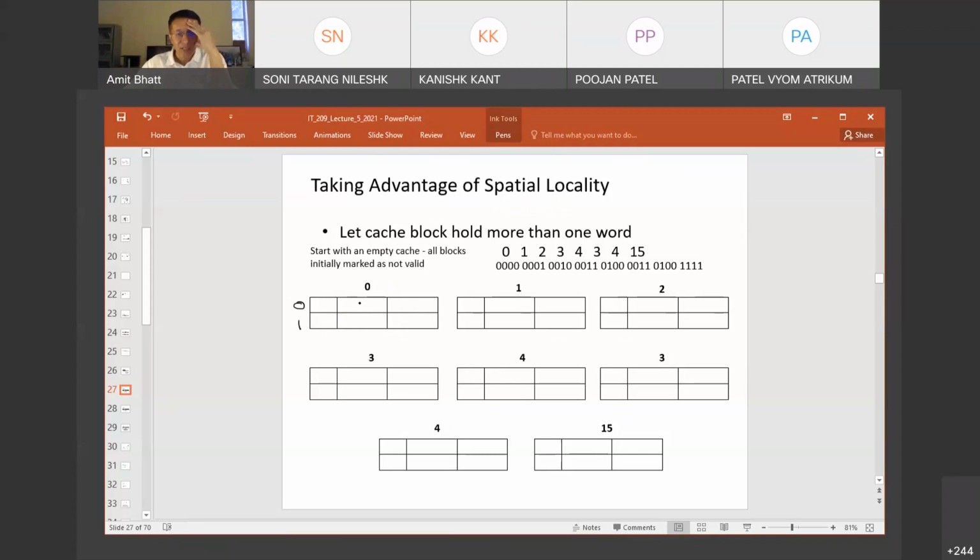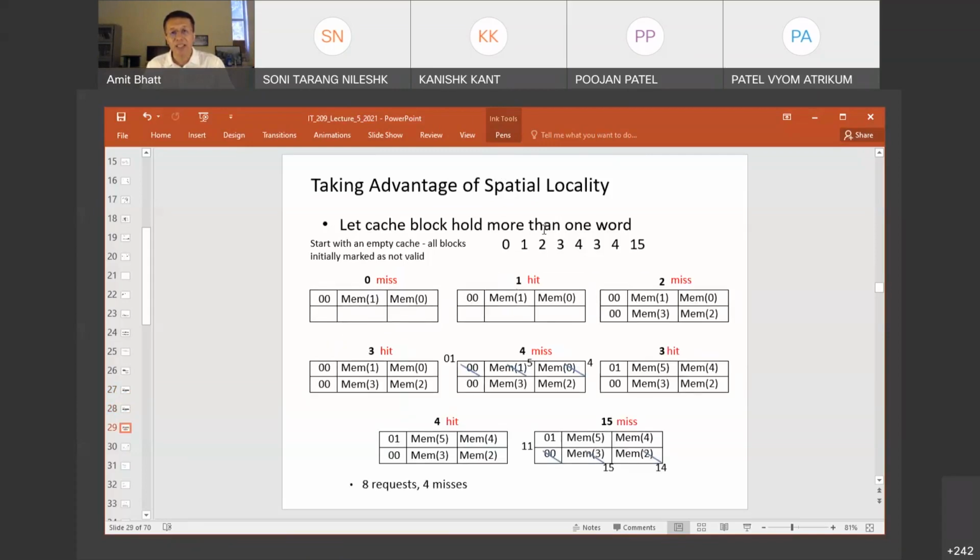In the first request, I want 0000. Of course, it was a miss, but I got this and this. Why? Because I made a choice that I will not only bring 0, but I will also bring its neighbor. Then the second one is a hit because there is a memory reference to 1. Then I wanted 2. This was a miss, so I got the new one.